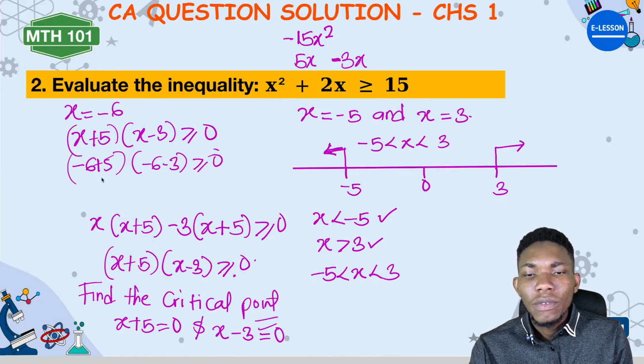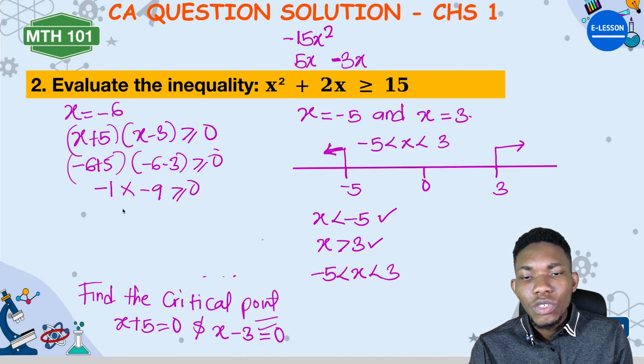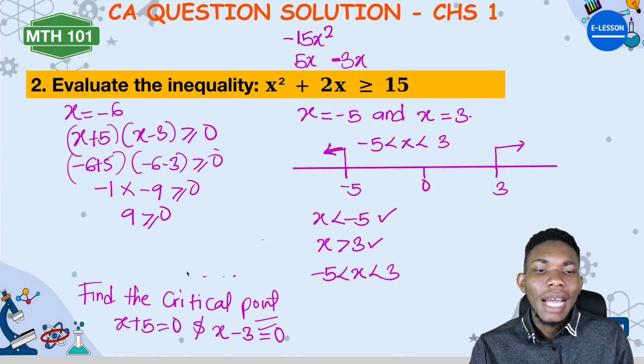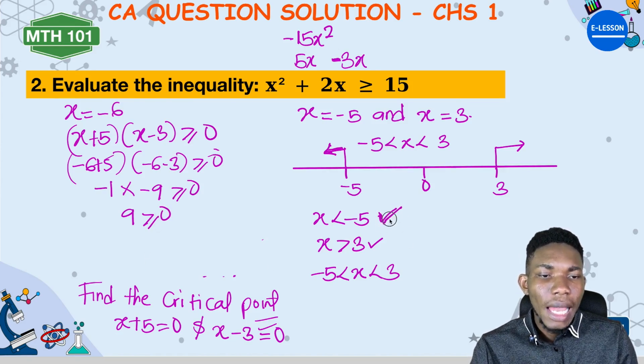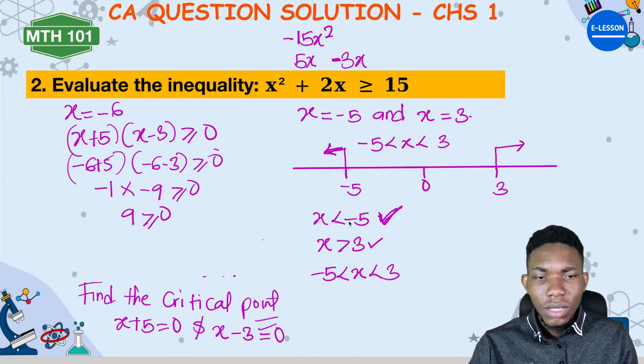Now, minus 6 plus 5 will give us minus 1. Multiplied by minus 6 minus 3, which is minus 9, should be greater than or equal to 0. Minus 1 times minus 9 will give us 9. And 9 is greater than or equal to 0. That means this value here is a solution of the inequality. Is that okay? Now, let us try x greater than 3.